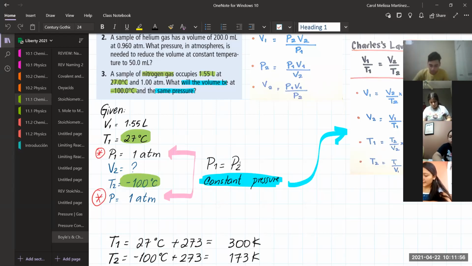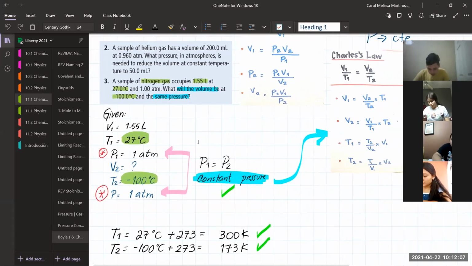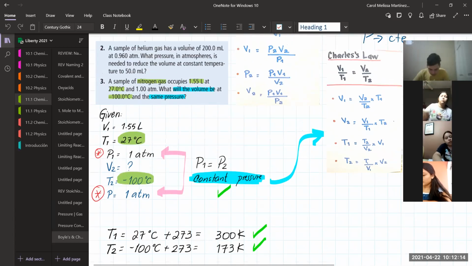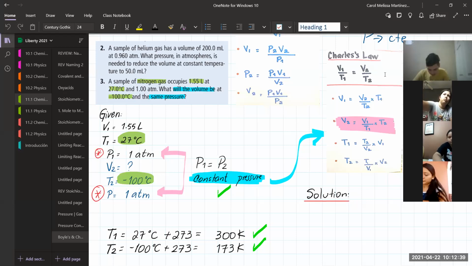Once you have done the conversions and defined what law you have to use, we need to finish the exercise. We are looking for volume 2 using Charles. So for volume 2, I have this formula, the exact formula that I'm going to use for this exercise. Solution: volume 2 is equal to volume 1 divided by temperature 1 times temperature 2.